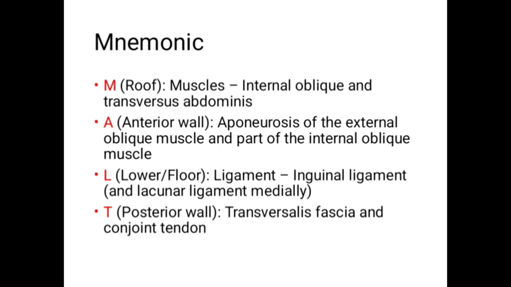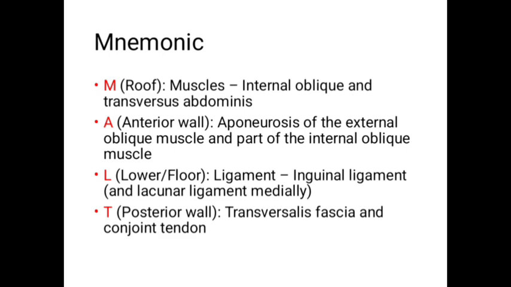Now for the floor, which is L, it is formed by ligaments. L for ligaments, L for floor, L for lower part. It's formed by the inguinal ligament and the lacunar ligament medially. Now T, which forms the posterior wall, is formed by the transversalis fascia and conjoined tendon. With all this, you can actually remember the boundaries of the inguinal canal without trying to cram all the muscles. With MALT, you can do that easily, and it can help you fetch 3 points and give you confidence while writing an essay exam.